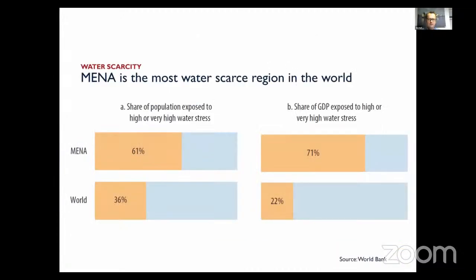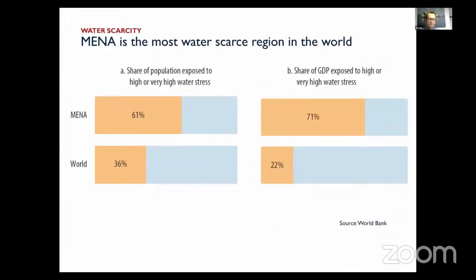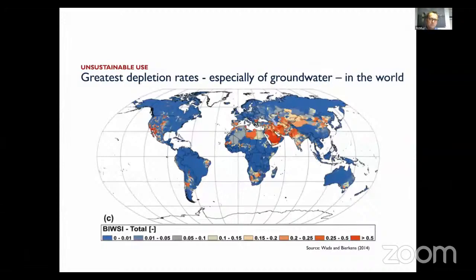So first of all, looking at these multiple challenges, as we've already said, the Middle East and North Africa is one of the most water scarce regions in the world. 61% of the population is exposed to high or very high levels of water stress, and 71% of the GDP is exposed. And these are very big numbers compared to other regions of the world. And because of that, we see unsustainable uses of fresh water, especially groundwater.